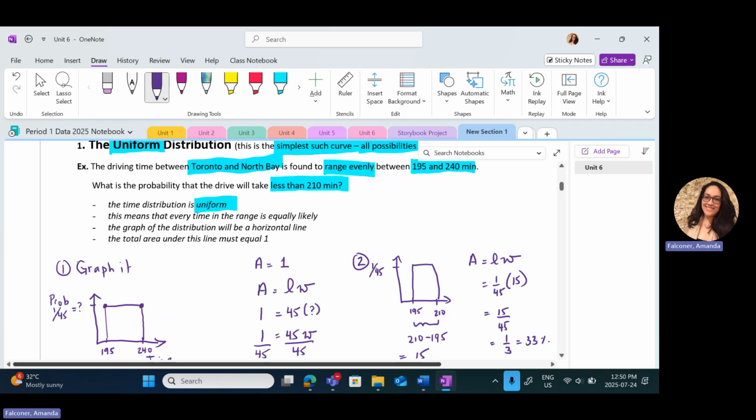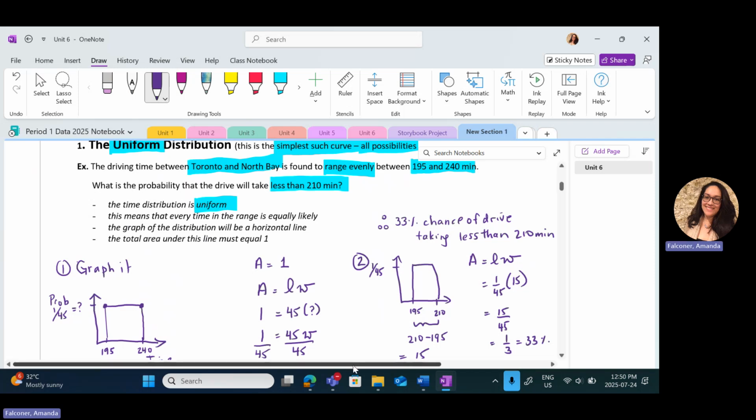Okay, so there's a 33% chance of the drive taking less than 210 minutes.